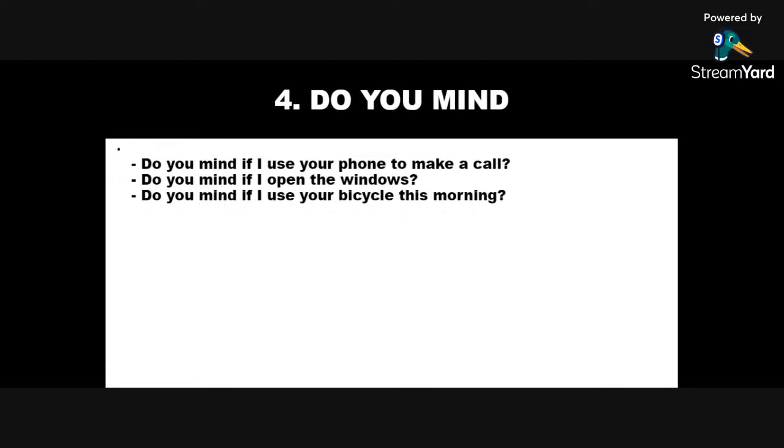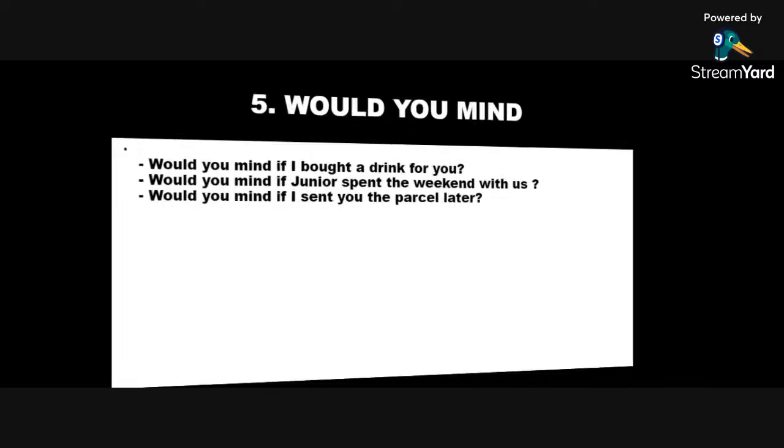Another example is, do you mind if I open the windows? Because it could give discomfort to someone who may not actually be in the best of health, okay? Do you mind if I use your bicycle this morning? So do you mind is a polite way of asking for permission.